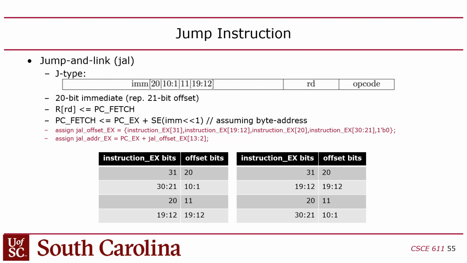Okay, so what's the format? Well, this one's even crazier. It's an immediate field, and then RD and opcode. RD is your link address, link register, rather. So RD is 5 bits, opcode is 7 bits, so that's 12 bits. That means the immediate must be 20 bits.